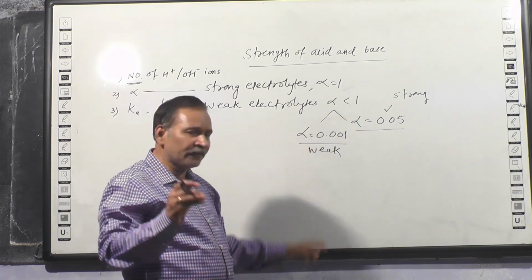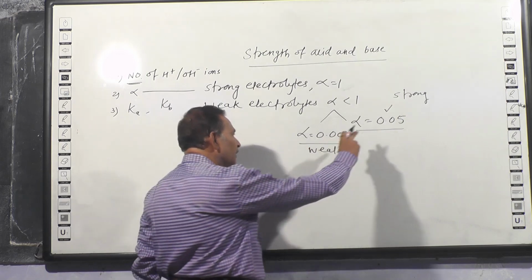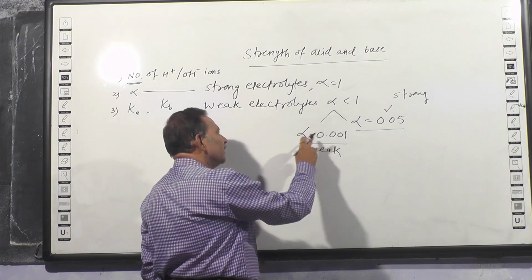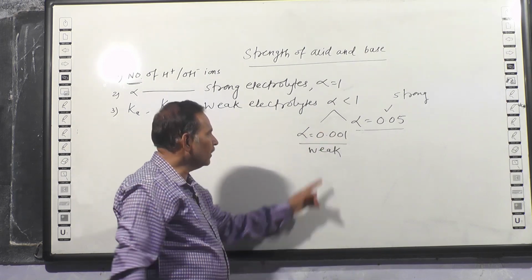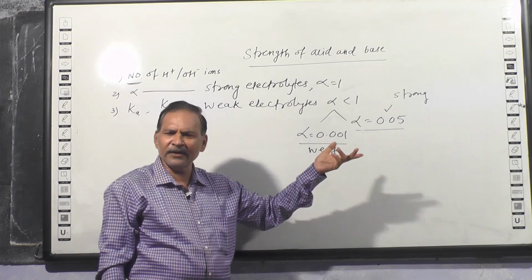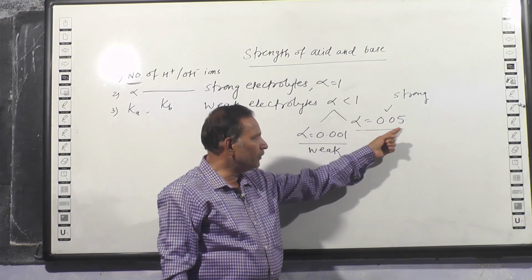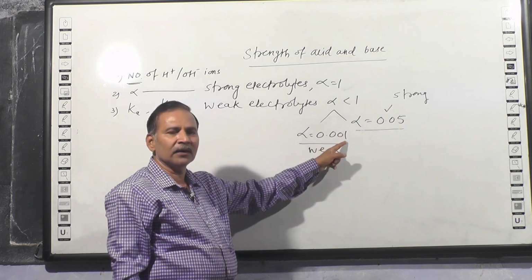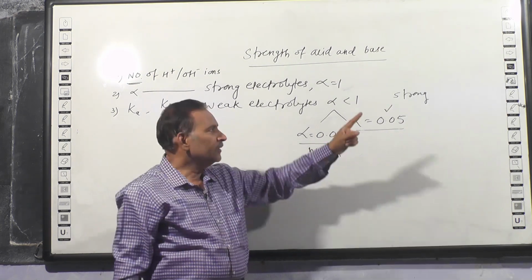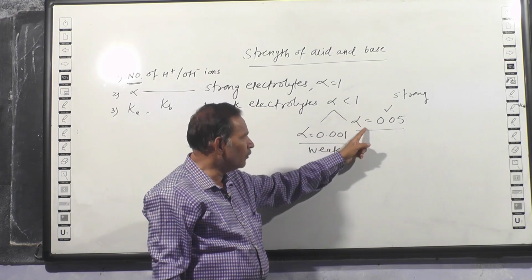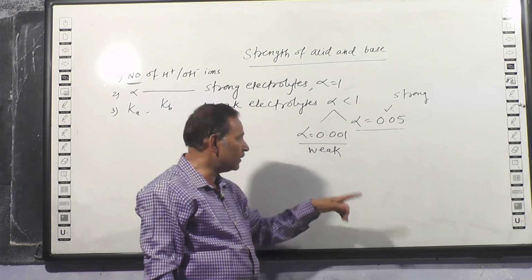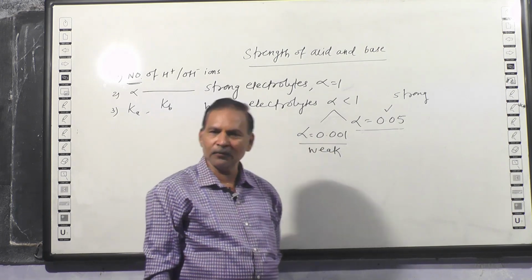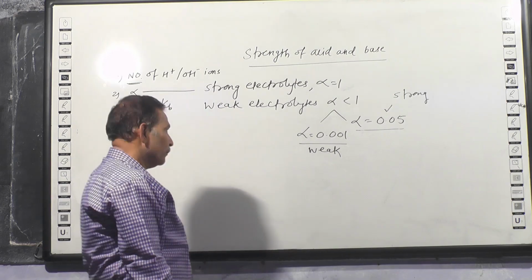So just for our understanding, I have taken two values. 0.05 is alpha for one electrolyte, and for another electrolyte alpha is 0.001. So it's very simple thing कि 0.05 is greater than 0.001. So directly you can infer that this electrolyte with this value of alpha will be strong as compared to this electrolyte having value of alpha equal to 0.001. Okay. Second point.